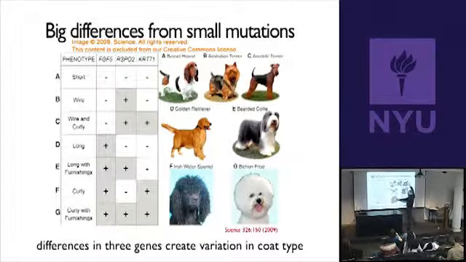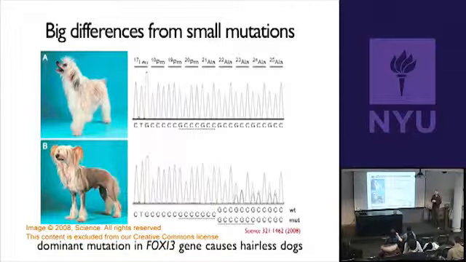And just one final example is, again, a really big change from a single mutation. This is a mutation in the FOXI3 gene. This is a transcription factor gene. And just this single mutation, which is dominant, gives you that going to that. So these two dogs, for all intents and purposes, have identical genomes except for one nucleotide. And that nucleotide makes these guys hairless and these guys not hairless.